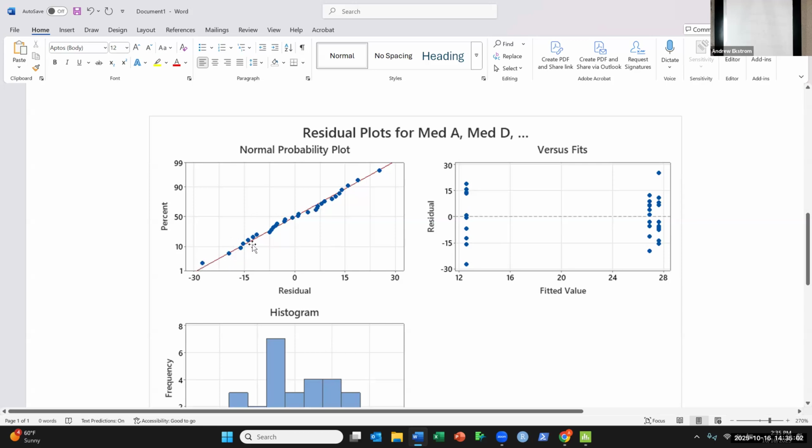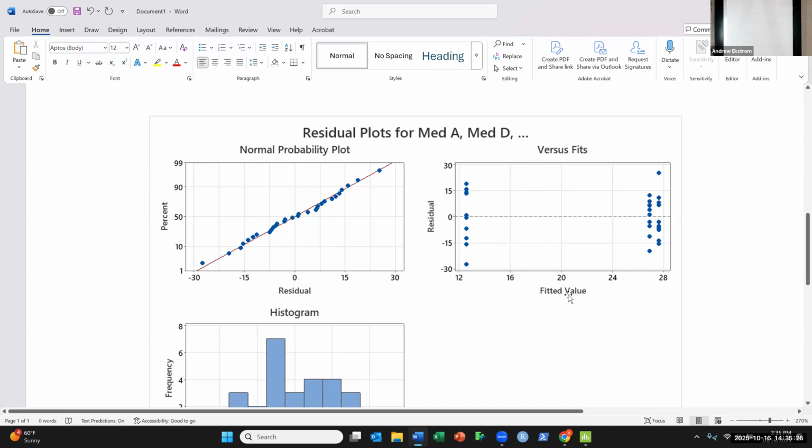As long as these dots tend to be close to the red line, that's a sign that they are normally distributed. Remember, one of the assumptions that we have for ANOVA is that the data is normally distributed. The way that it looks right here is kind of saying, yeah, it looks normally distributed.